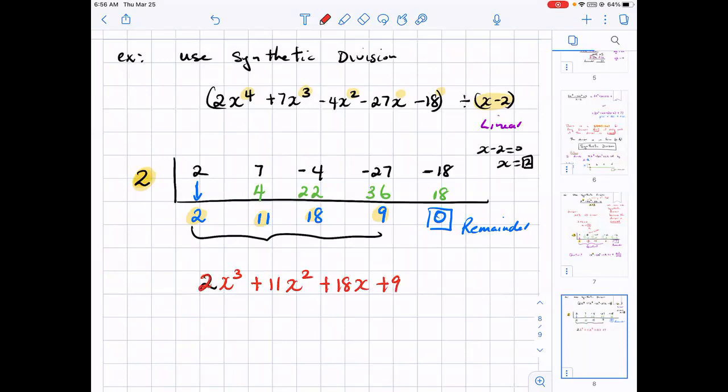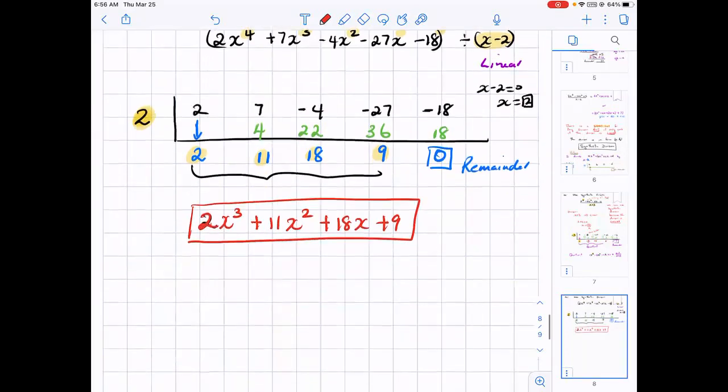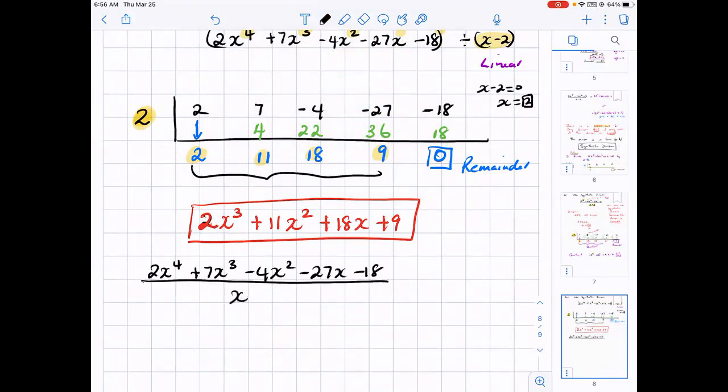This is our answer, or the quotient. So 2x to the fourth plus 7x cubed minus 4x squared minus 27x minus 18, divided by x minus 2, is equal to 2x cubed plus 11x squared plus 18x plus 9.